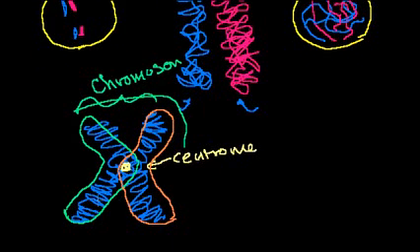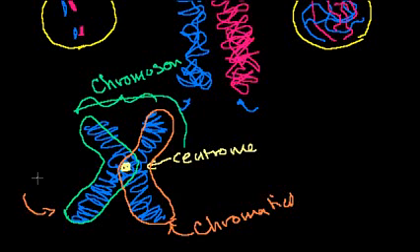But now each individual copy is called a chromatid. So that's one chromatid. And this is another chromatid. Sometimes we'll call them sister chromatids. Maybe they should call them twin chromatids because they have the same genetic information. So this chromosome has two chromatids.